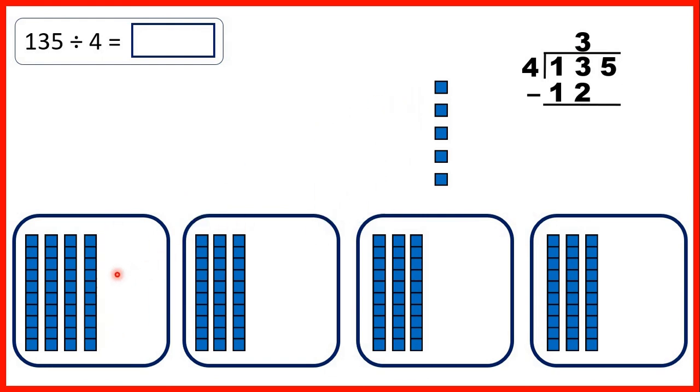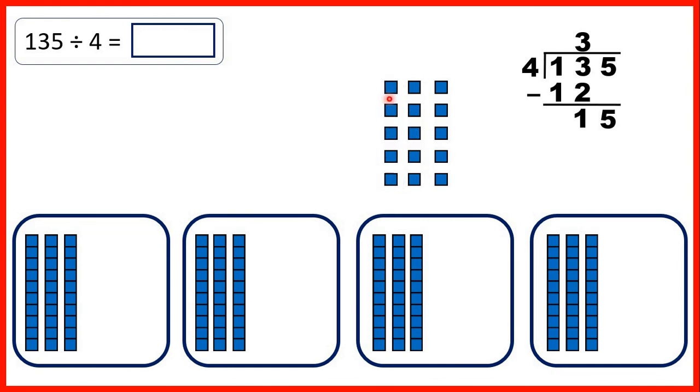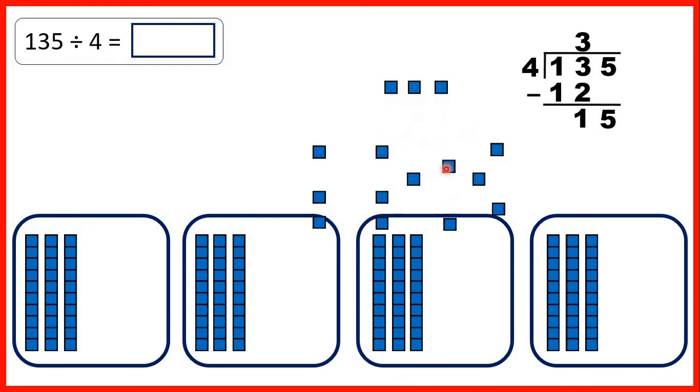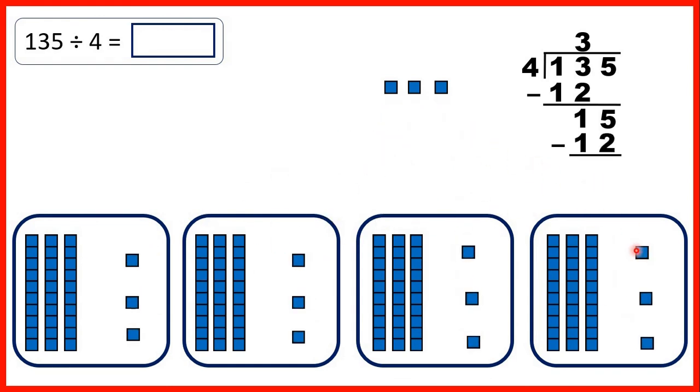But we can't share out this 1 ten here because we need equal groups. So we did 13 minus 12 to get a remainder of 1, and then we brought down the 5, so we had 15. What we can do is split our 1 ten into 10 ones, so now we're sharing out 15 ones. We can share out 12 of those ones, and we have 3 ones in each of our groups, because 3 times 4 is 12.